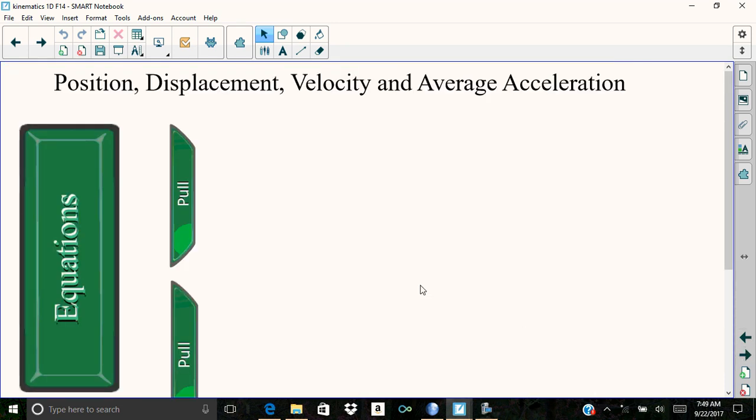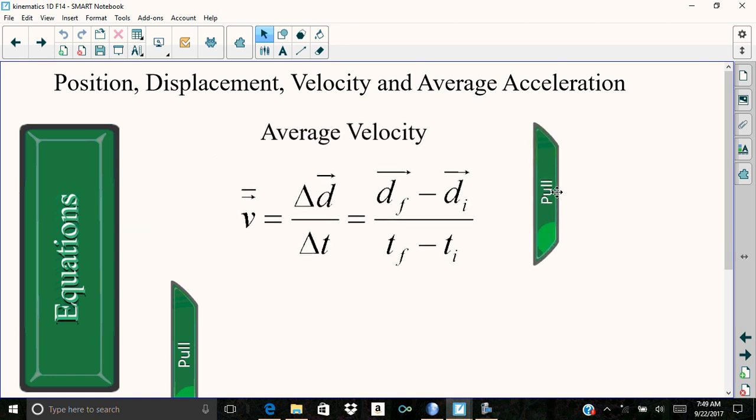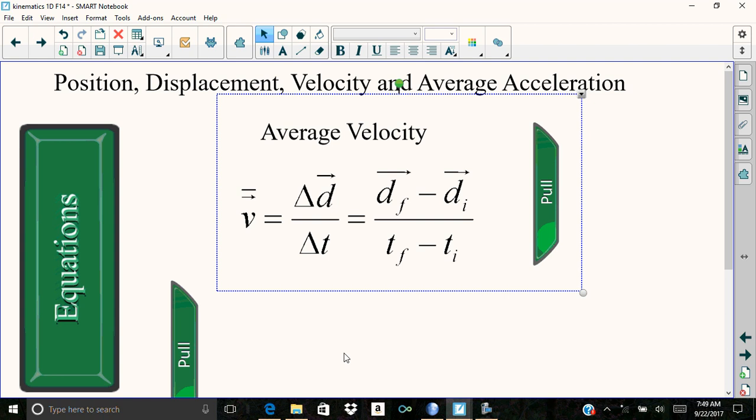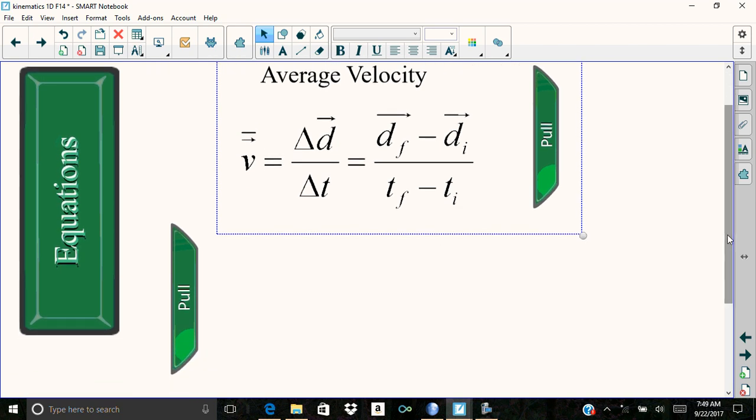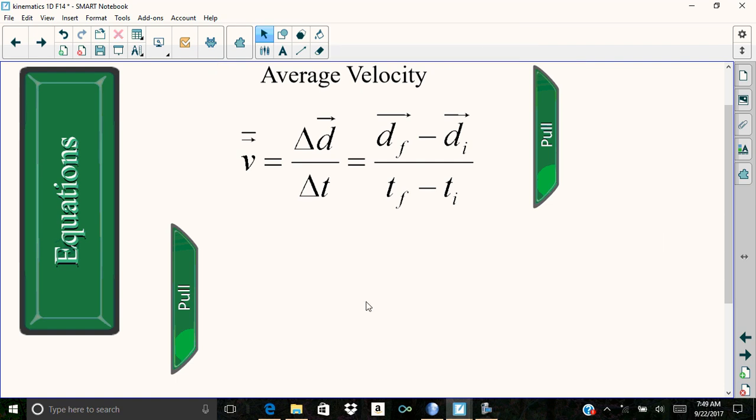Okay, so there are some basic equations that you need to know. The first is that the average velocity is the change in position divided by time. Okay, notice what I said. Change in position divided by time. A change in position is your displacement. So you could also say this is the displacement divided by time.